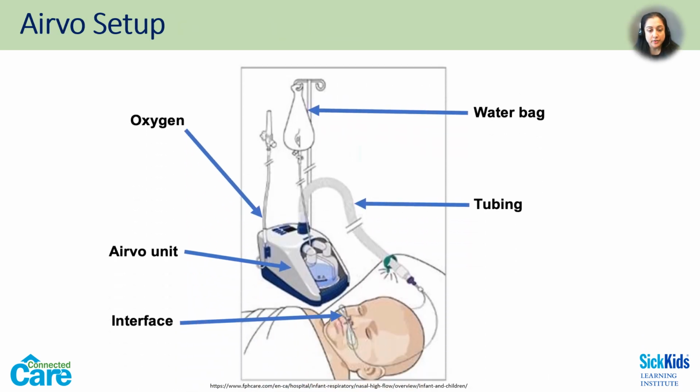Here is the Airvo setup. As you can see here, there is the base unit. Along the side of the base unit is where the oxygen tubing is attached, and that would go to your oxygen source. In the front of the unit, you have the water canister, which has a line that goes to a water bag, a disposable or reusable type of water bag. On the top of the unit is where the patient tubing is attached, and that goes to your patient interface. In this illustration, a high flow nasal cannula interface is illustrated.